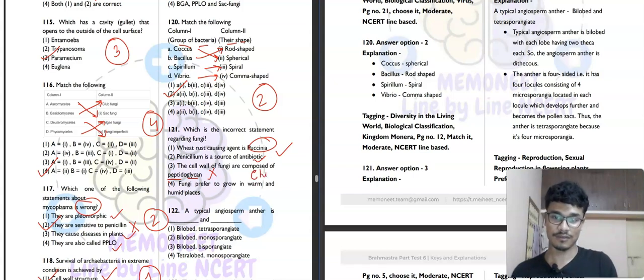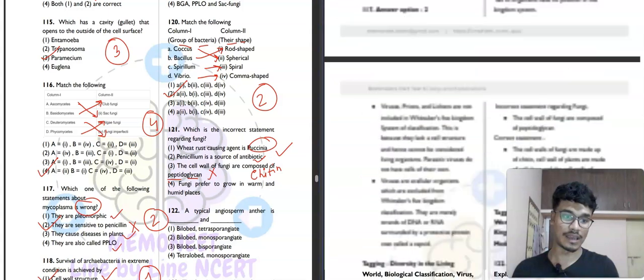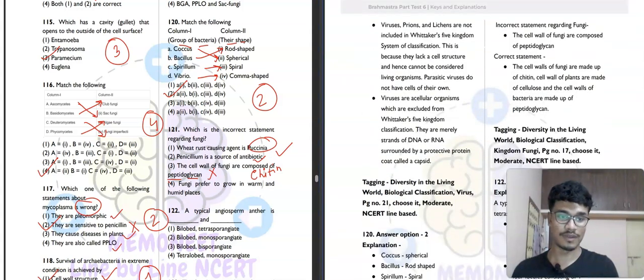Chitin, not peptidoglycan. Also see here, the cell wall is made up of chitin, and also some cellulose, like a plant cell is made up of cellulose, and the cell walls of bacteria are made up of peptidoglycan. And fungi prefer to grow in warm and humid places. It is also absolutely correct. So which is the incorrect statement? The third option will be your correct answer.